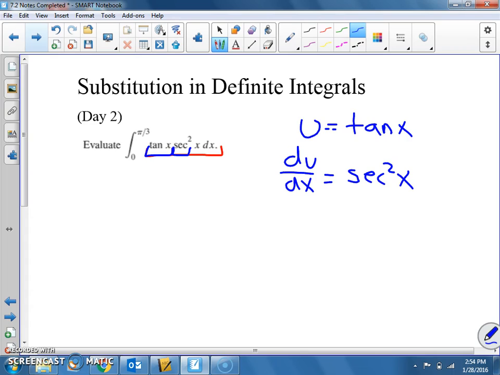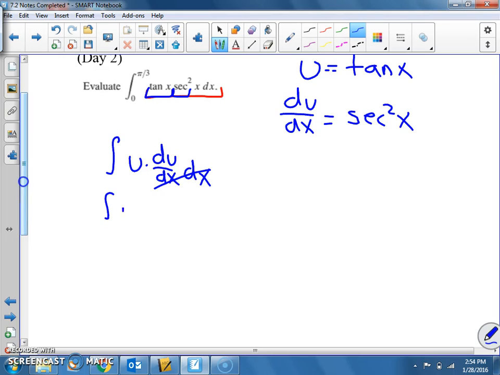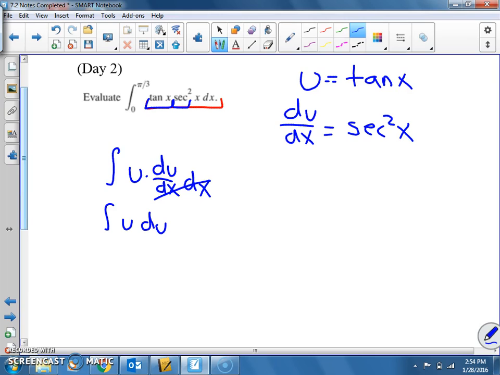Now the problem with this is the extra step that we have to do. Before we didn't have any limits. So if I'm going to rewrite this, I would have u du dx dx, right? Tangent of x is u, secant squared of x is the du dx, and then we keep the dx out there. The du dx is going to cancel out with the dx, and I'm left with the integral of u du. But the problem here is, when I was dealing with tangent of x and secant squared of x, my limits were 0 to pi over 3.